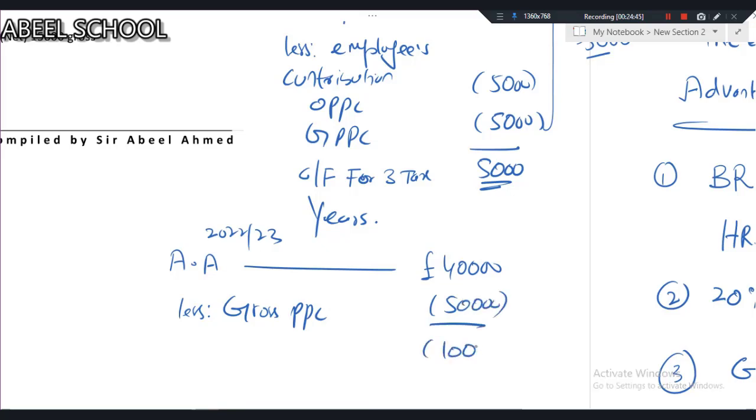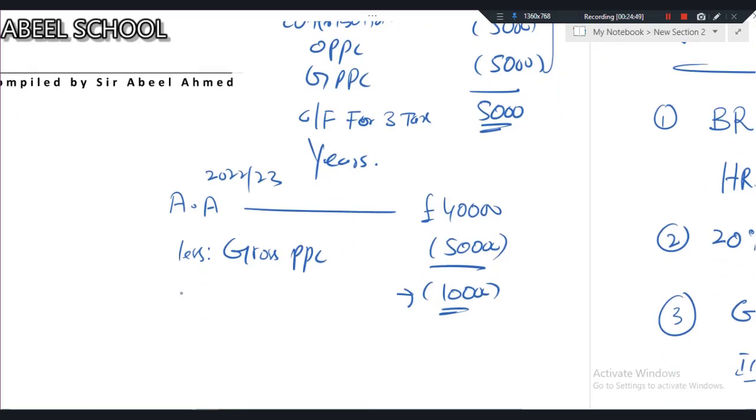So 10,000, the negative amount, comes. Basically, this 10,000 negative amount is called the annual allowance charge. If someone has contributed more than the annual allowance limit, then an annual allowance charge arises, and that annual allowance charge is treated as non-saving income, and the tax rates of non-saving income will be applied on this 10,000.